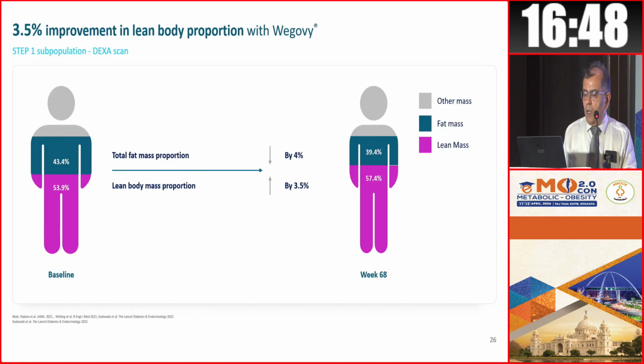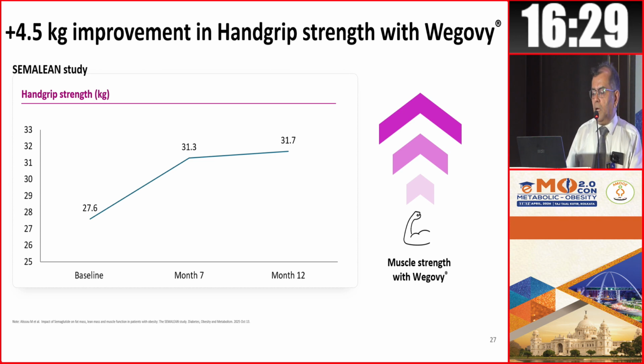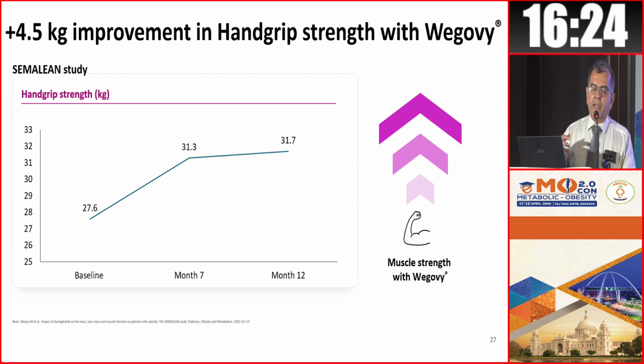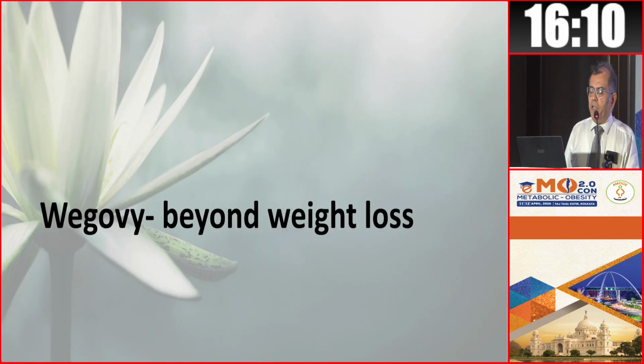What is also important is that in addition to the fat loss, there is also a loss of lean mass. And this is something which can be improved by doing proper isometric exercise, vitamin D supplementation, and so on. So basically, this semaglutide study showed that if the patient is put on an isometric or an isotonic exercise, then there can be a significant improvement in the hand grip strength. That is the way by which you can prevent the sarcopenia, which often happens with this class of molecules. So what about Wegovy beyond the weight loss?